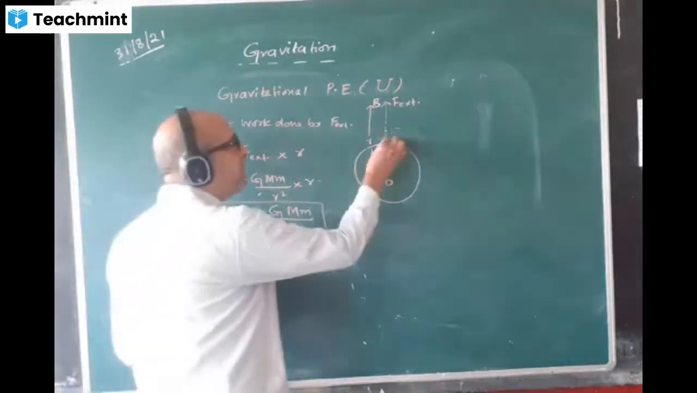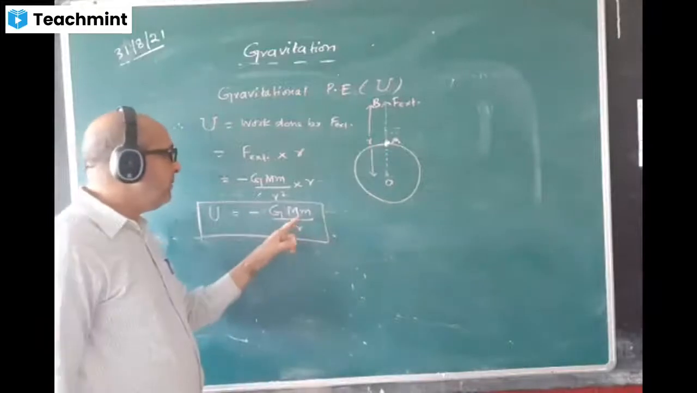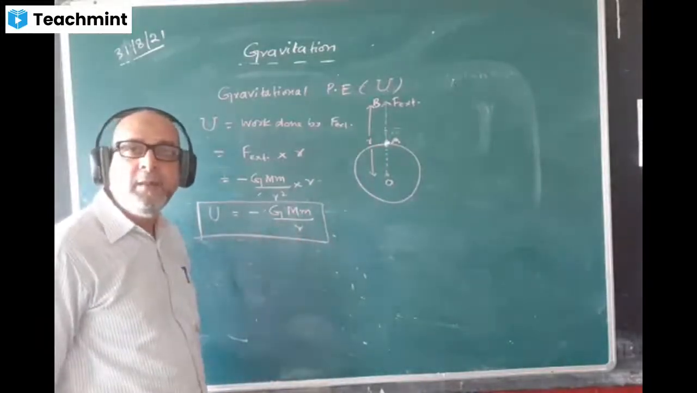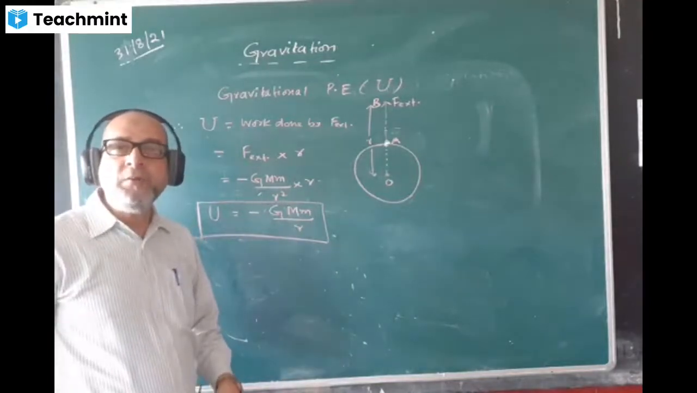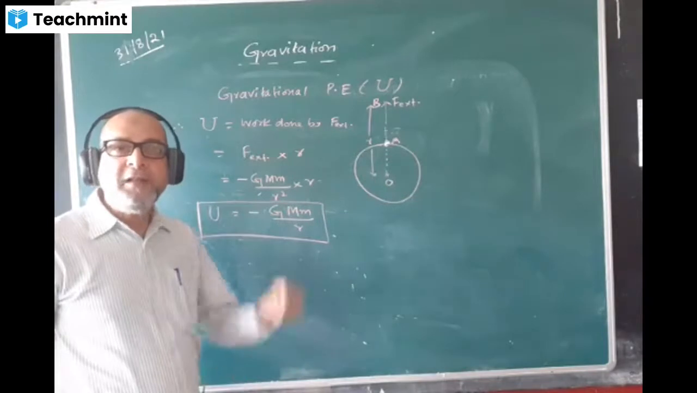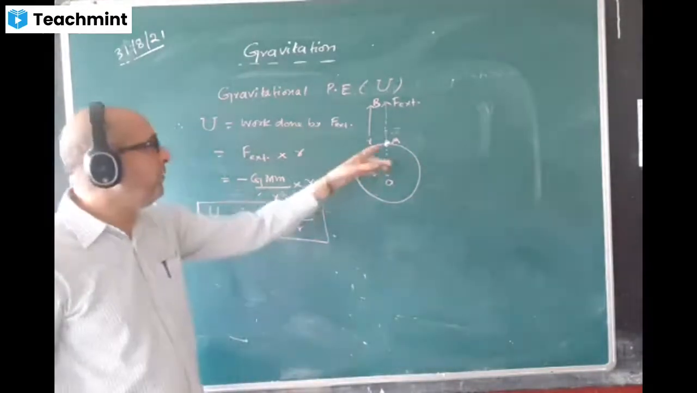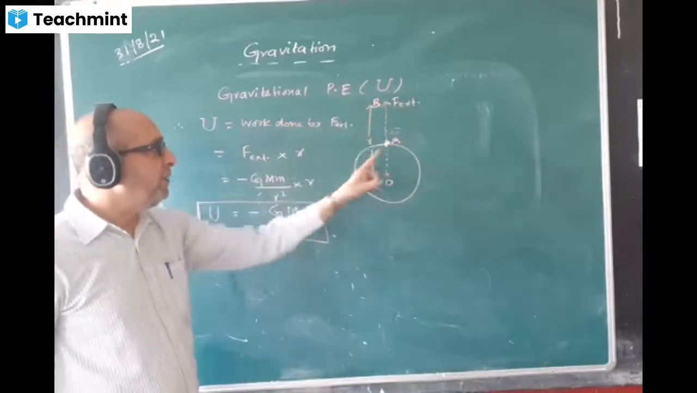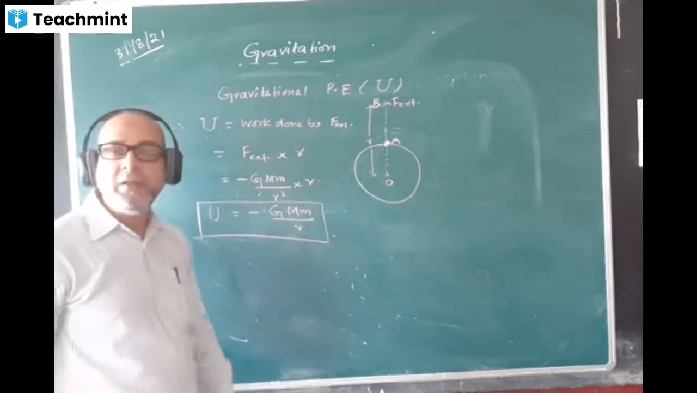And small r, what is the small r? Small r is the distance of the point where the body is kept or where the body is lying. The body from here is taken to this height and kept at rest. This distance is r. If the body lies here only, this distance we will take, and that will be equal to capital R, the radius.